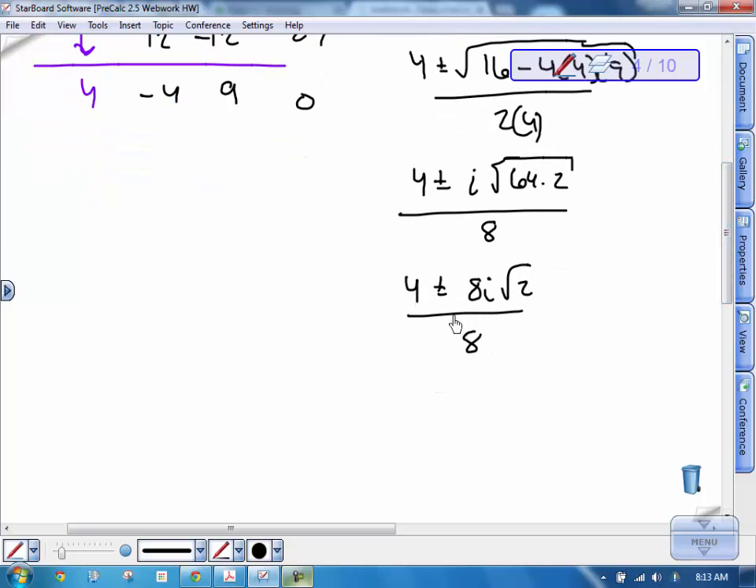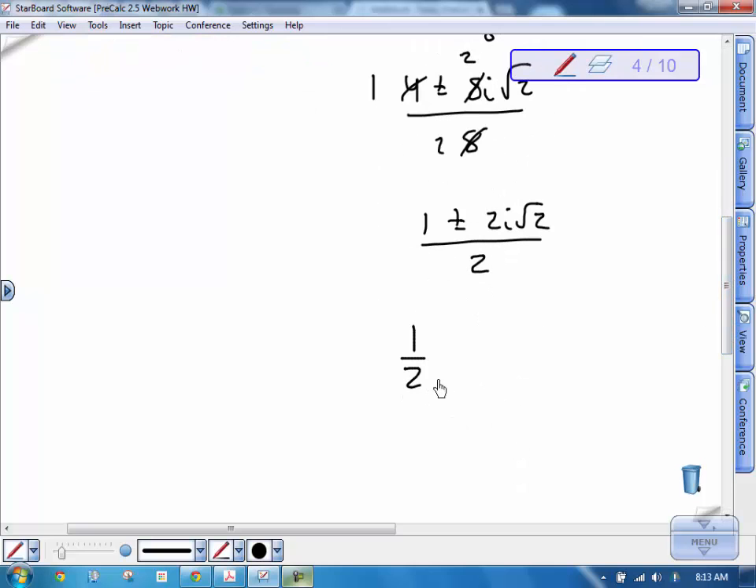Now 4 goes into 4 once, it goes into 8 twice, it goes into 8 twice. So it'd be 1 plus or minus 2i square root of 2 all over 2. There's my two answers. I'm going to have to enter them in like this: 1/2 plus i square root of 2 and 1/2 minus i square root of 2, if you divide 2 into both. There's my two answers.